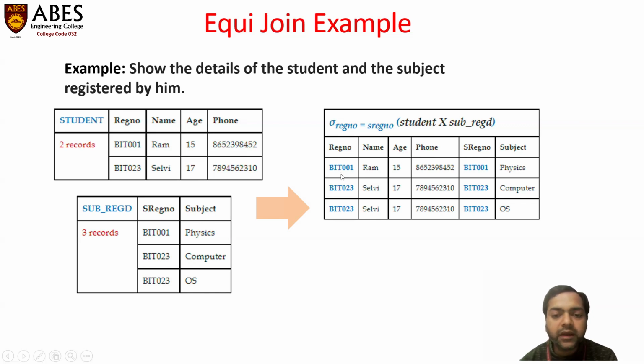Now you can see that the registration number and S registration number in the resultant relation are the same. You can see BIT 023 here and also BIT 023 here, and here also BIT 032. So in the case of an equijoin, first of all, in the theta we use only the equal to operator, and while applying an equijoin onto two different relations, at least one attribute must be the same.